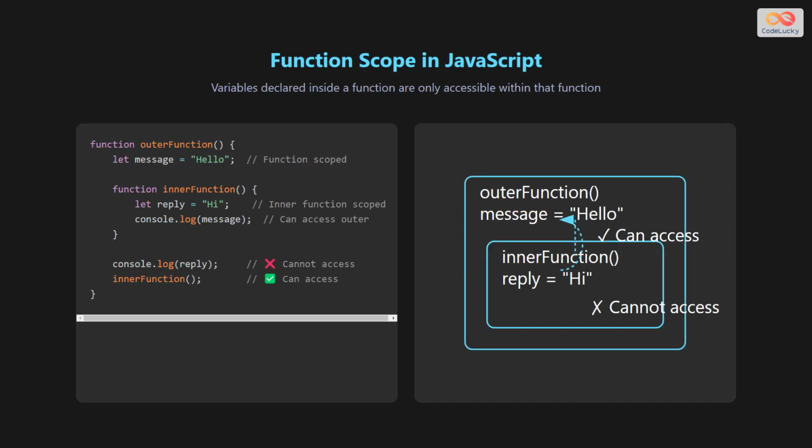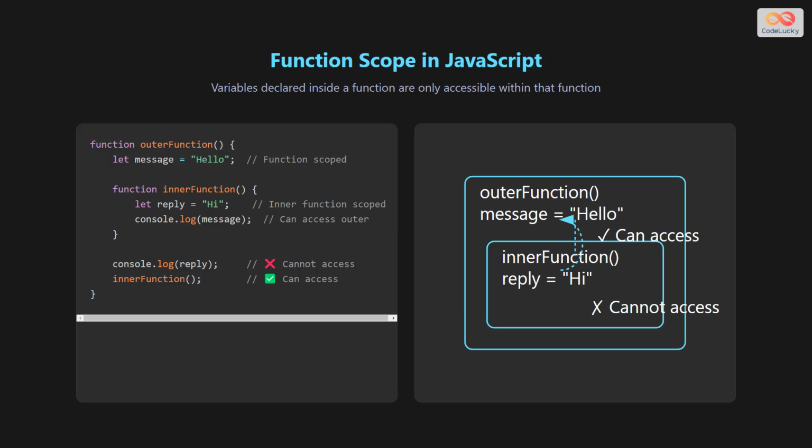Now let's explore function scope. Variables declared inside a function are only accessible within that function. This helps to keep your code organized and avoid naming conflicts. Inside the outer function, a variable called message is declared using the let keyword. This variable is only accessible within the outer function.